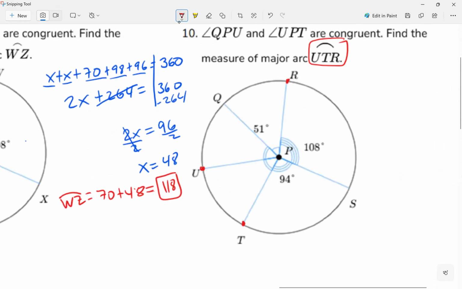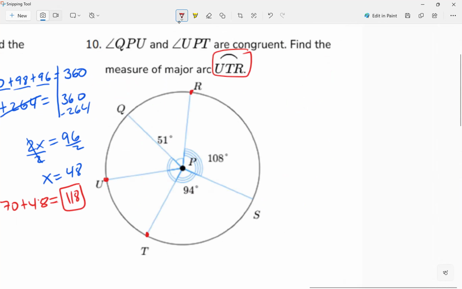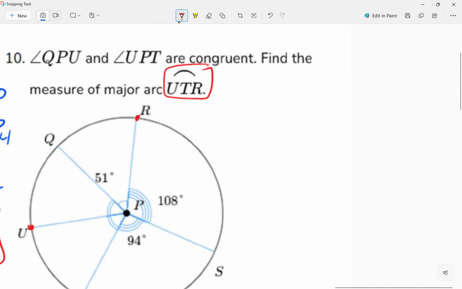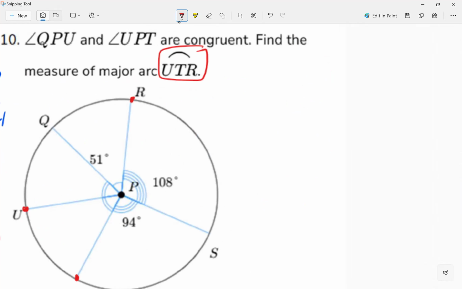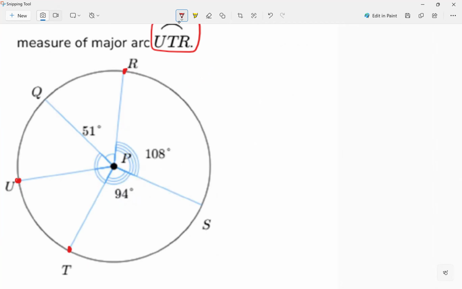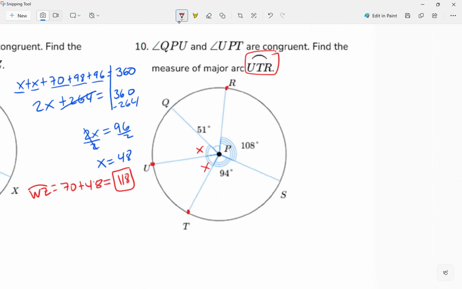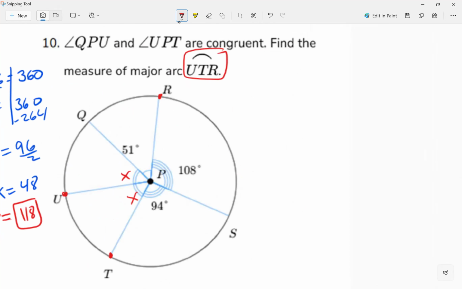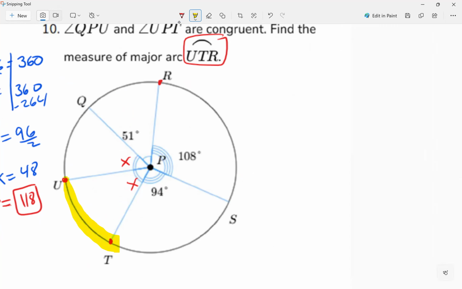Pretty cool. Let's take a look at another question. Let's take a look at number 10 here. Angle QPU and angle UPT are congruent. Okay, so which ones are those? QPU, that's X right here, and UPT. I don't know how big they are, so I'm going to call them X for right now. Find the measure of arc UTR. So let me highlight UTR. From U to T, continue all the way to R.